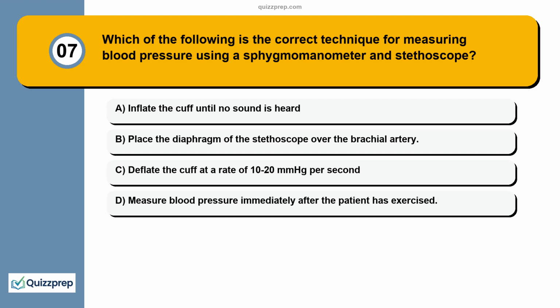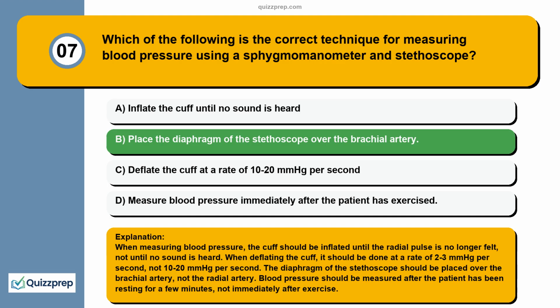Question 7. Which of the following is the correct technique for measuring blood pressure using a sphygmomanometer and stethoscope? Inflate the cuff until no sound is heard. Place the diaphragm of the stethoscope over the brachial artery. Deflate the cuff at a rate of 10 to 20 mmHg per second. Measure blood pressure immediately after the patient has exercised.